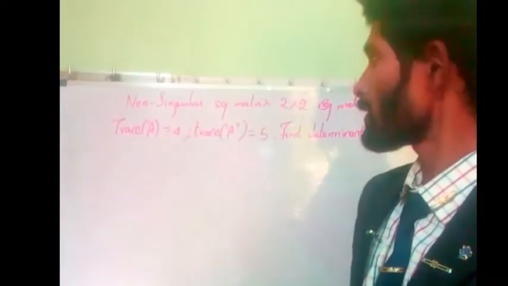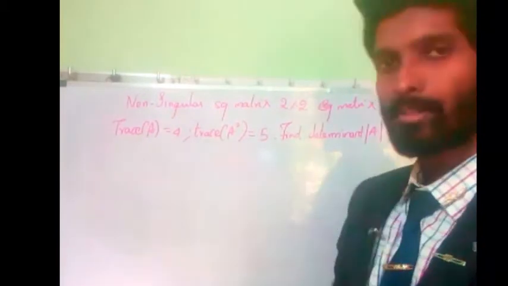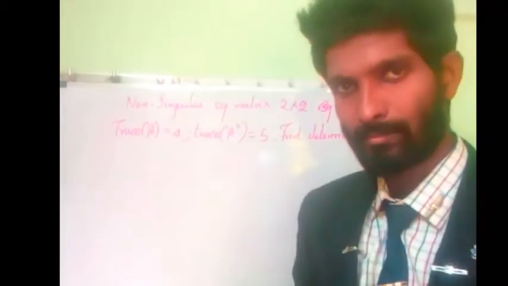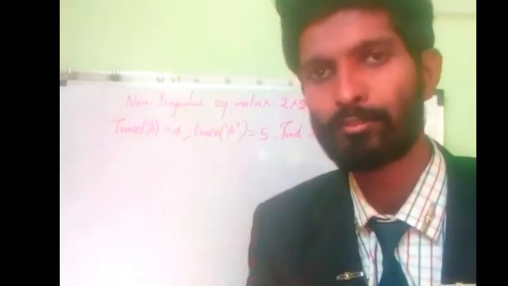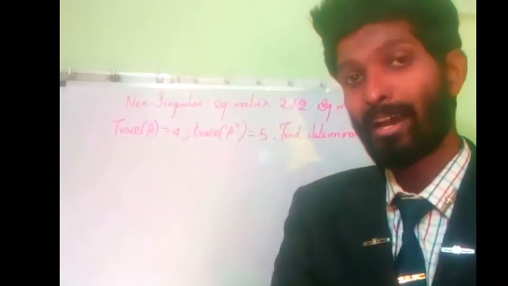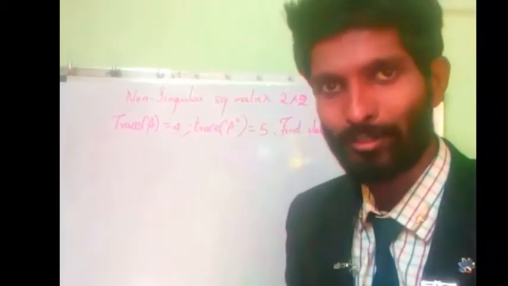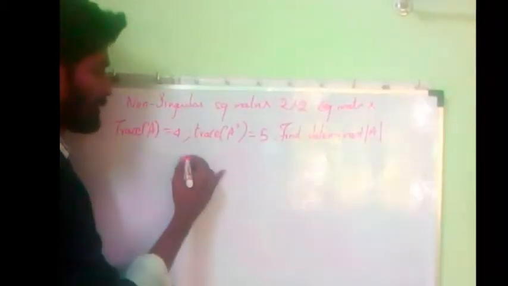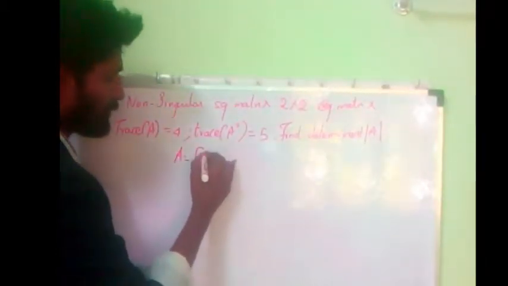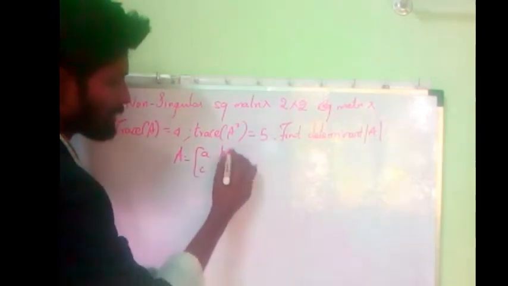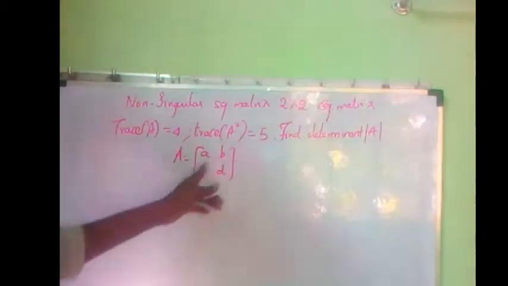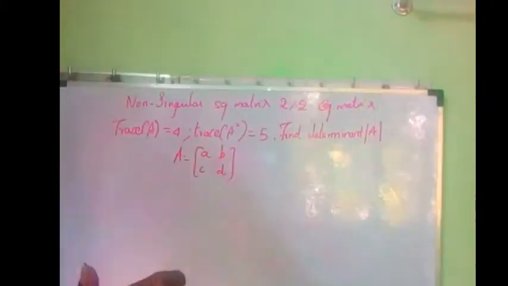What they told very clearly is about a 2 cross 2 matrix, trace of A. They asked you to take any square matrix. It may be 2 cross 2, 3 cross 3, any square matrix, and they have given the value of trace of A. Shall we do any operation? Yes. Let us take the matrix A equal to [a, b; c, d]. This is a square matrix because A has 2 rows and 2 columns.